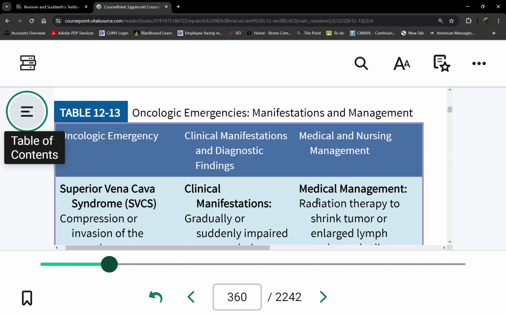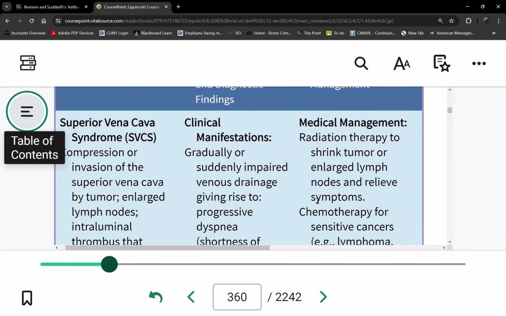What's the implication of an emergency? Life-threatening. Okay, so patients will die unless you're able to recognize these manifestations. And then accordingly, what's your first action? Notify the physician, or call RRT. First is SVC syndrome, superior vena cava syndrome.